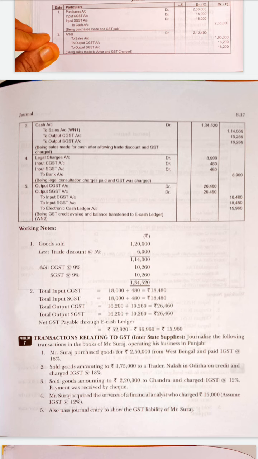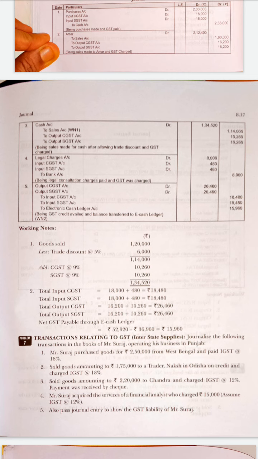The balance amount, the net amount of GST, is payable to the government through the e-cash ledger. So we are crediting the 15,960 to the electronic cash ledger account. Understood? It's a very simple sum. If you are thorough in the journal entries, don't mug up the journal entries. Apply the concept. So don't mug up the journal entries.